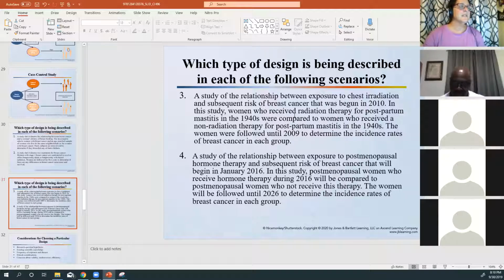Okay, so let's look at this one. A study of the relationship between exposure to chest irradiation and subsequent risk of breast cancer that was begun in 2010. In this study, women who received radiation therapy for postpartum mastitis in the 1940s were compared to women who received non-radiation therapy for postpartum mastitis in the 1940s. The women were followed until 2009 to determine the incidence rates of breast cancer for each group. Cohort. Is that a cohort? It is a cohort.